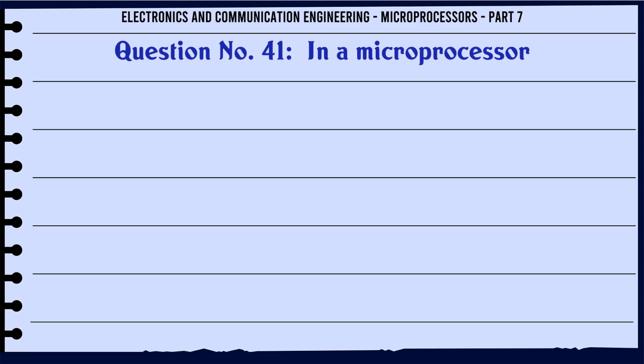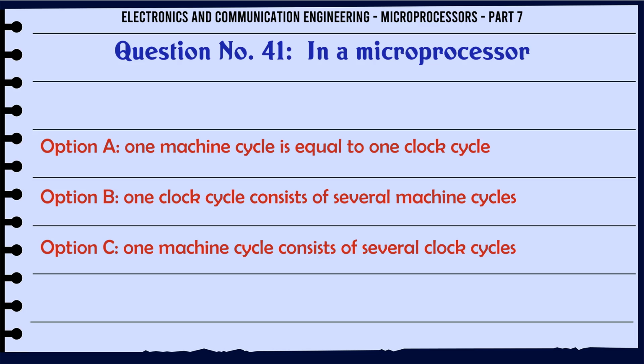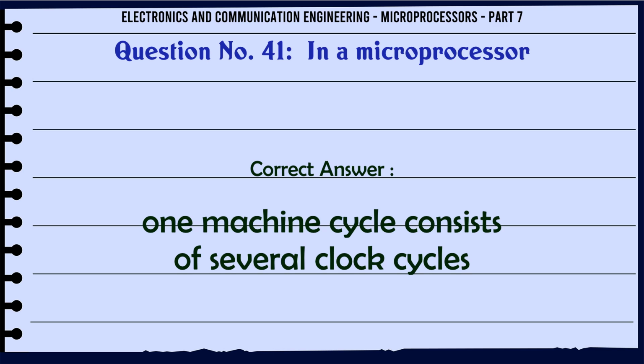In a microprocessor, A. 1 machine cycle is equal to 1 clock cycle. B. 1 clock cycle consists of several machine cycles. C. 1 machine cycle consists of several clock cycles. D. 1 machine cycle is always less than 1 clock cycle. The correct answer is one machine cycle consists of several clock cycles.